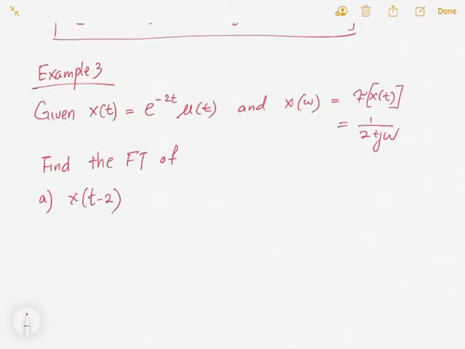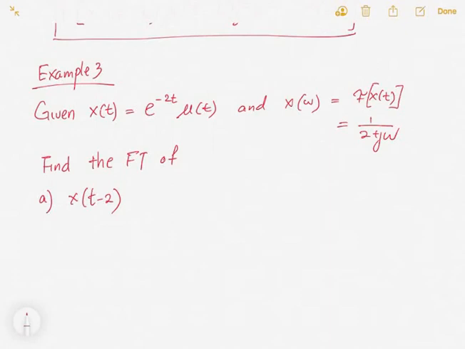Okay, example 3. Given that x(t) is equal to e^(-2t) u(t), and X(omega) is 1 over 2 plus j omega. Find the Fourier transform of x(t minus 2). That is the shifting, t minus 2.